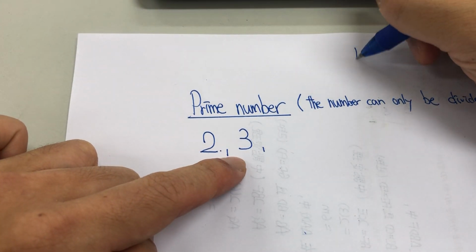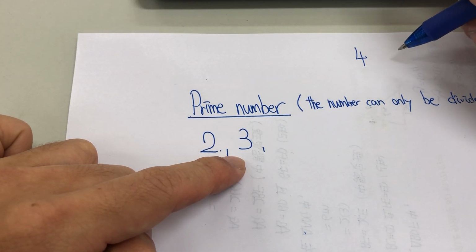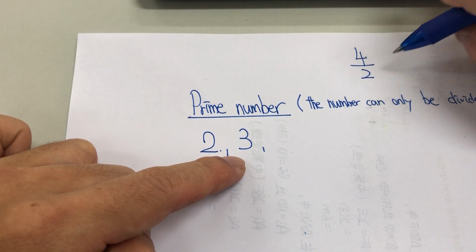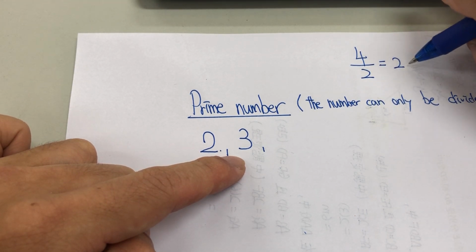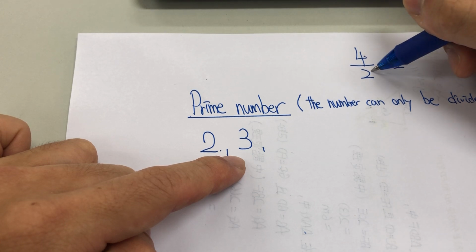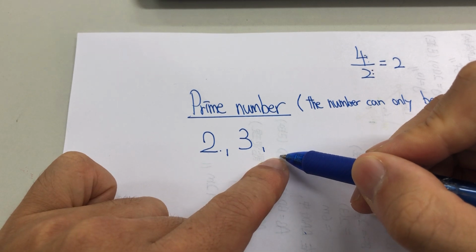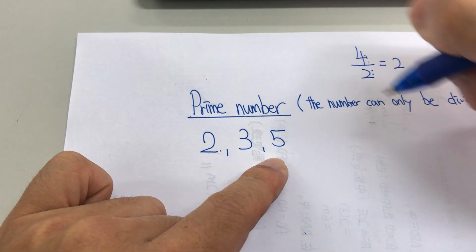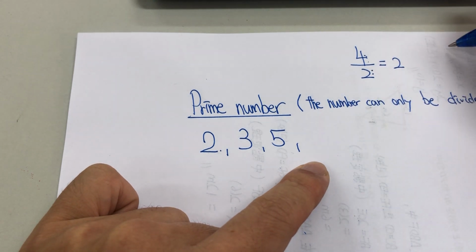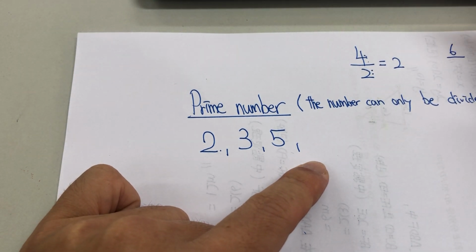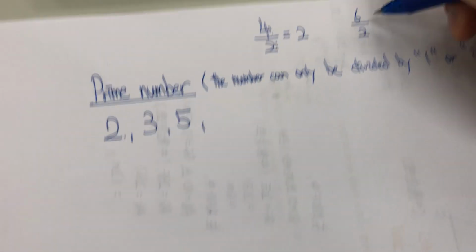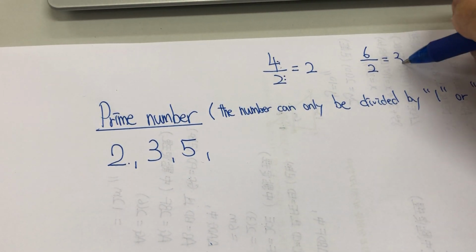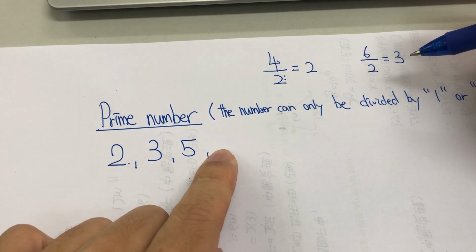But what about 4? 4 could be divided by 2. 4 divided by 2 becomes 2, which is an integer. So 4 could be divided by 2. Not only 4 and 1, but also divided by 2. Therefore, 4 is not a prime number, but 5 is a prime number. What about 6? 6 divided by 2? Yes, 6 could be divided by 2. It becomes 3. So therefore, 6 is not a prime number.